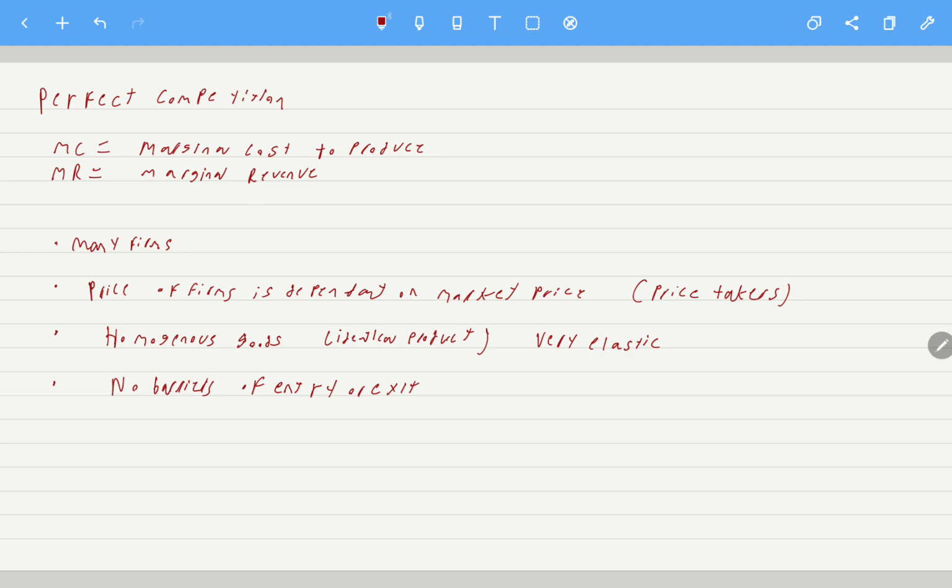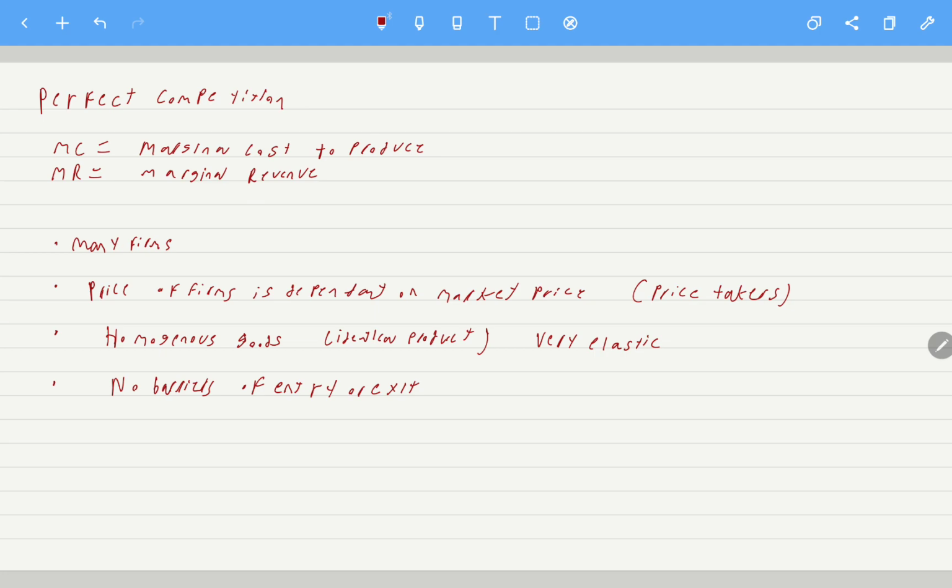These markets have many firms. The price of the firms are dependent on the market price. So if the market price shifts, then the firm's price will shift because they are price takers. They have homogeneous goods or identical products that makes them very elastic. That means that their quantity produced and their price is solely dependent on what happens to the market price. So we see that direct correlation as we draw the graph very soon.